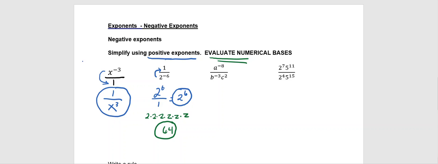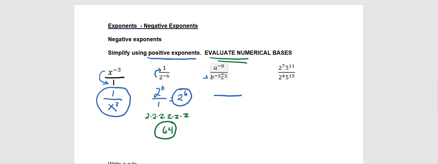So if we can accept that it's a simple process of moving something negative in a fraction to its other location in the fraction and turning it positive, then something like this next example should be fairly straightforward. We're going to take a look at this, and anything that's negative, like the a to the negative eighth, is going to have to move downstairs from the numerator to the denominator.